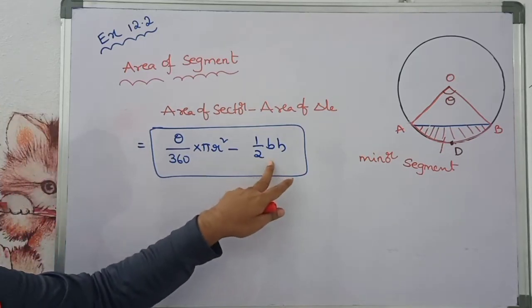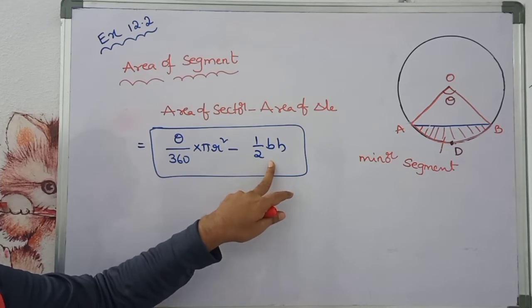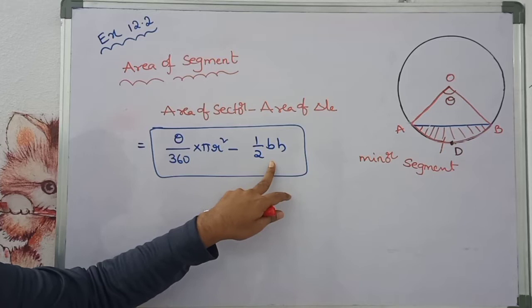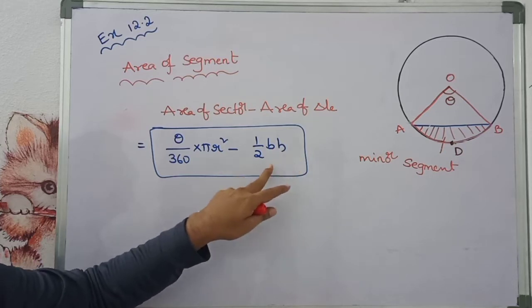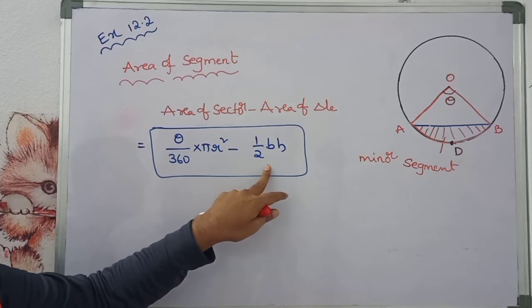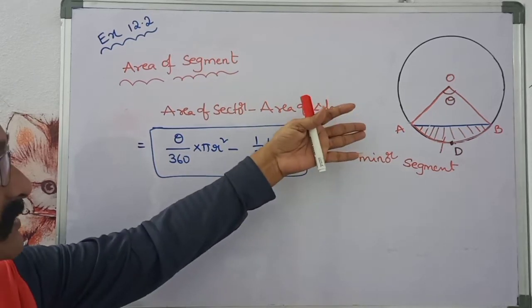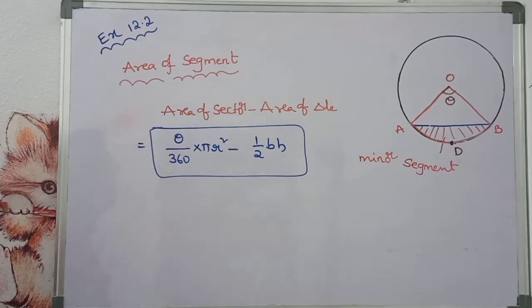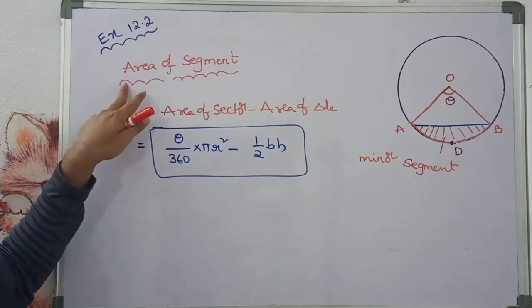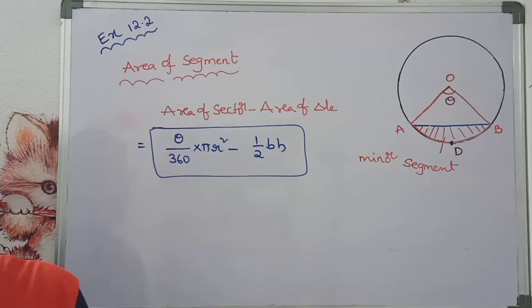Here the area of the triangle depends on its angle. Sometimes we may get 90 degrees, so we can say it is a right angle isosceles triangle. Sometimes the angle at the center is 60 degrees, so we can say it is an equilateral triangle, if all the sides are equal. So depending on the triangle, we can find the area of the segment.